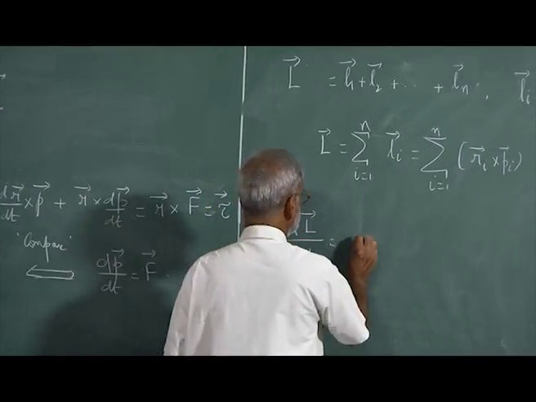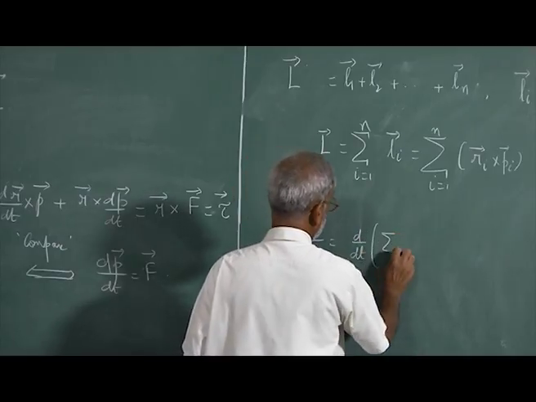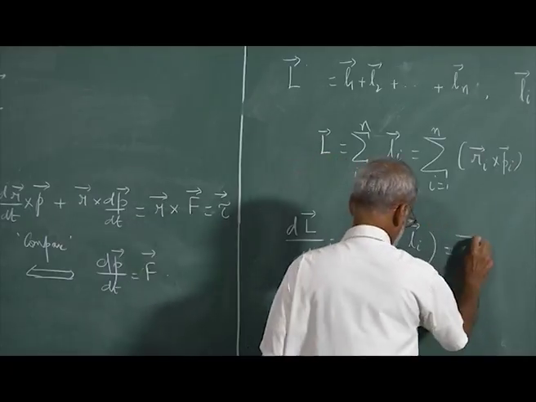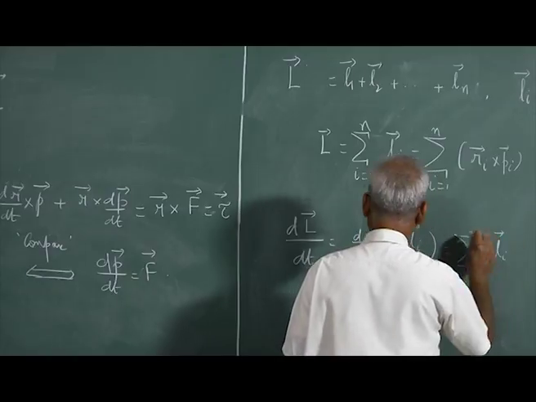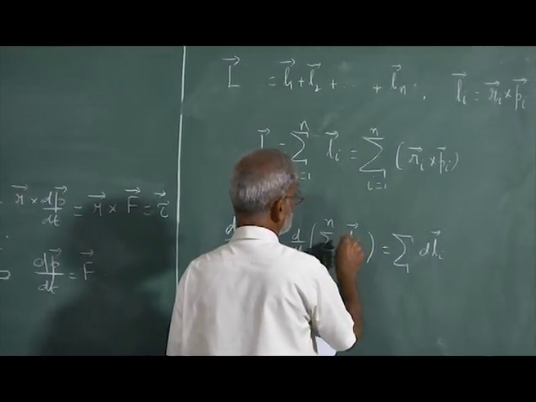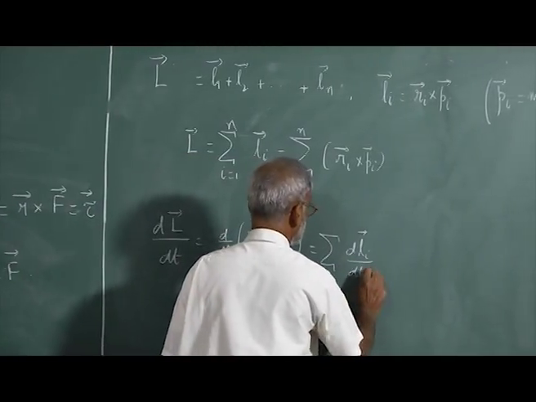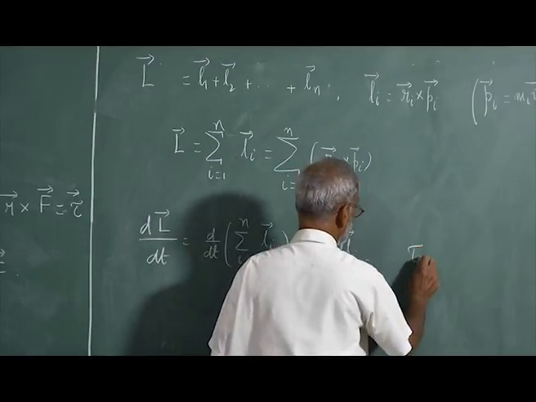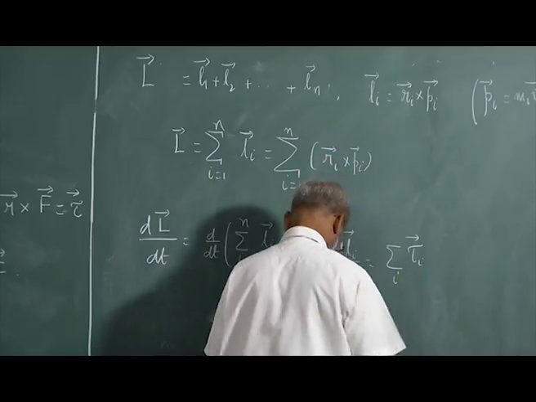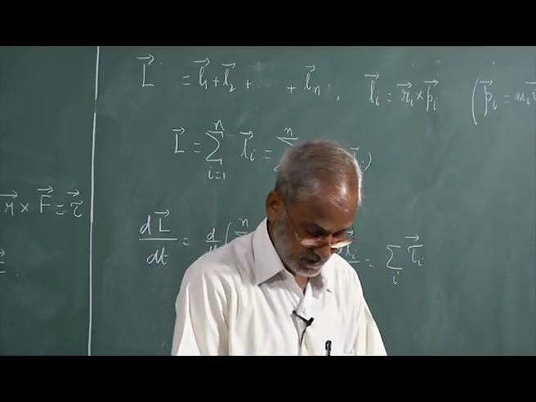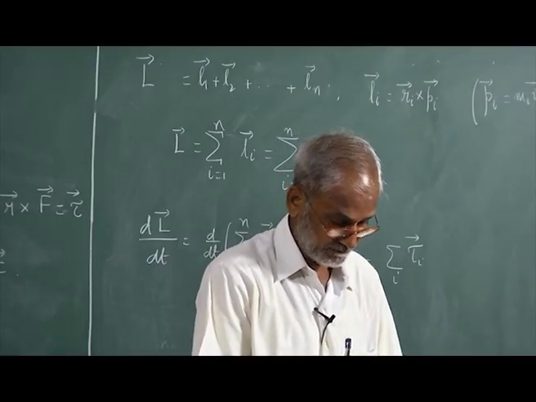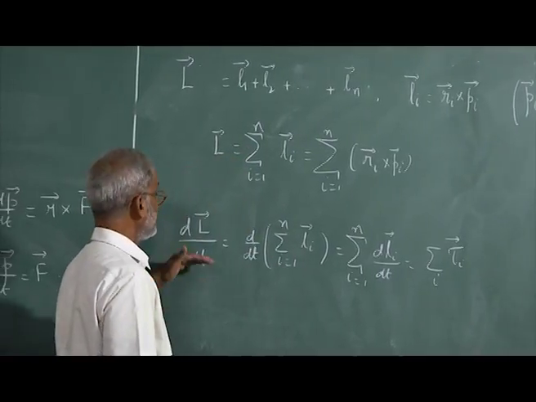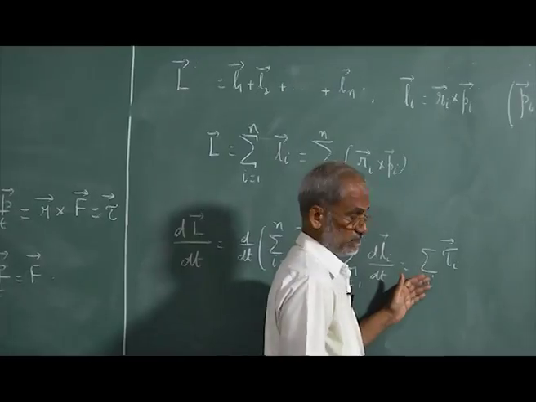dL by dt is d by dt of the summation over i from 1 to n of L_i. I can differentiate each of the terms and then add. What is dL_i by dt? It is tau_i, and it is a vector sum over all vectors. Therefore, the rate of change of total angular momentum is equal to the sum of all the torques.